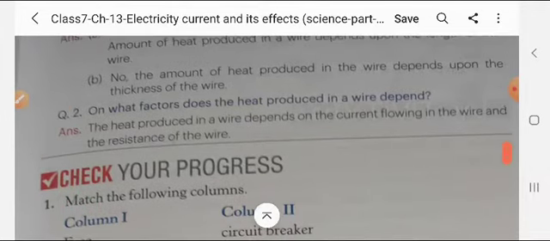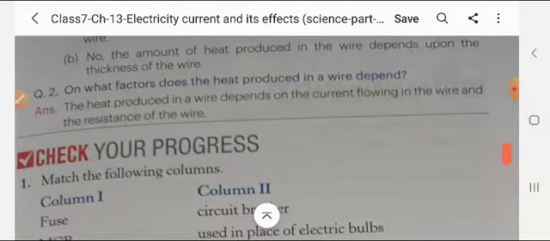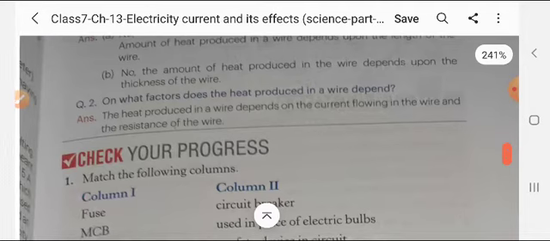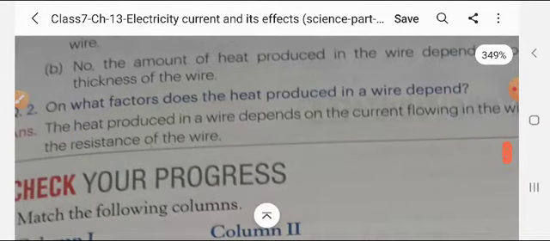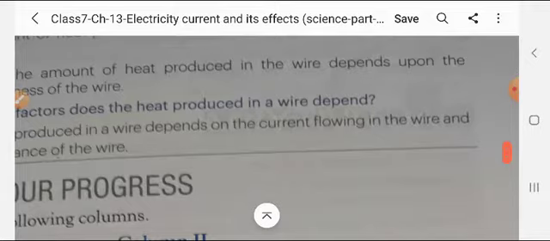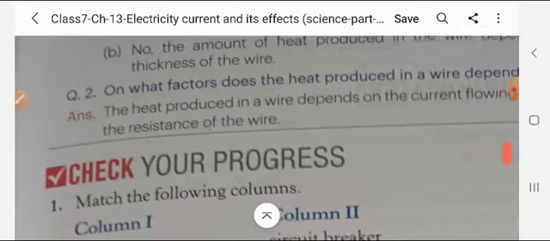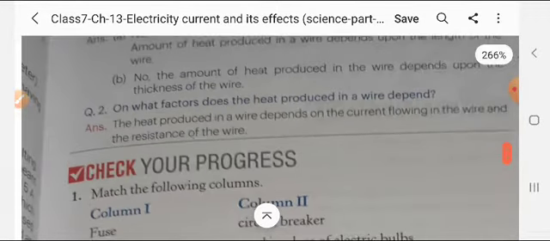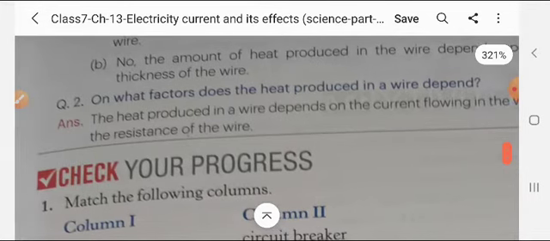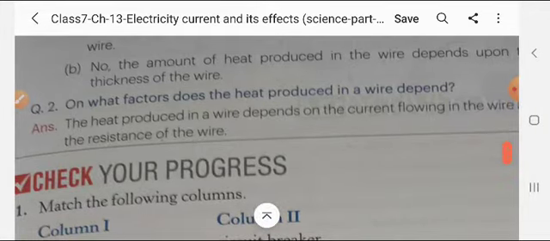Okay, student. Next question: on what factors does the heat produced in a wire depend? The heat produced in a wire depends on the current flowing in the wire and the resistance, meaning how much current is coming in that wire and how much holding capacity the wire has for current. That creates the heat. Okay, student.